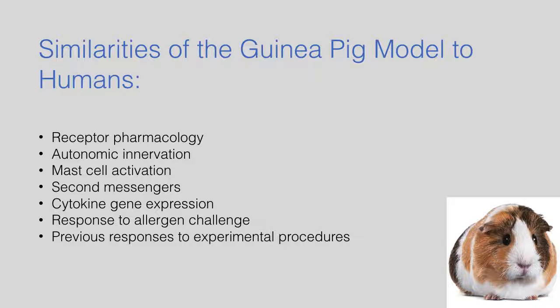There are very few exceptions of metabotropic and ionotropic receptors that do not follow these similarities. Complex regulators of cell function related to the neuronal and mast cell activation, second messenger formation and metabolism, and cytokine gene expression are nearly identical in the two species. The autonomic innervation of the guinea pig airways and responses to experimental interventions are also very similar to that in humans.